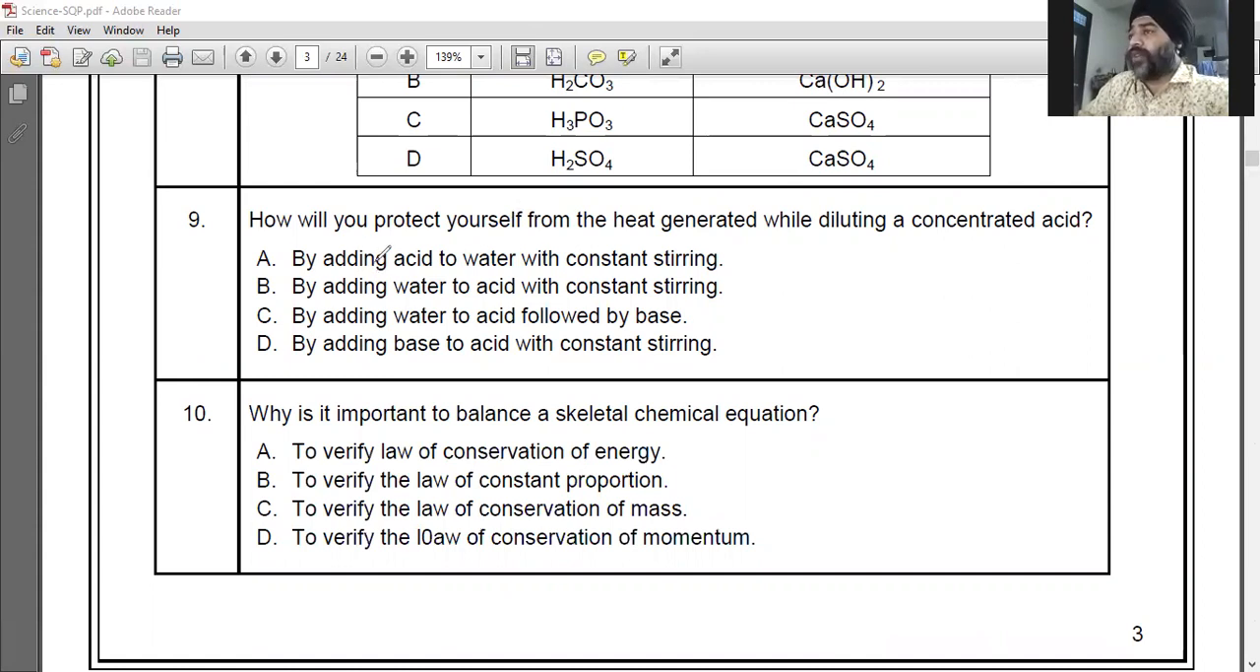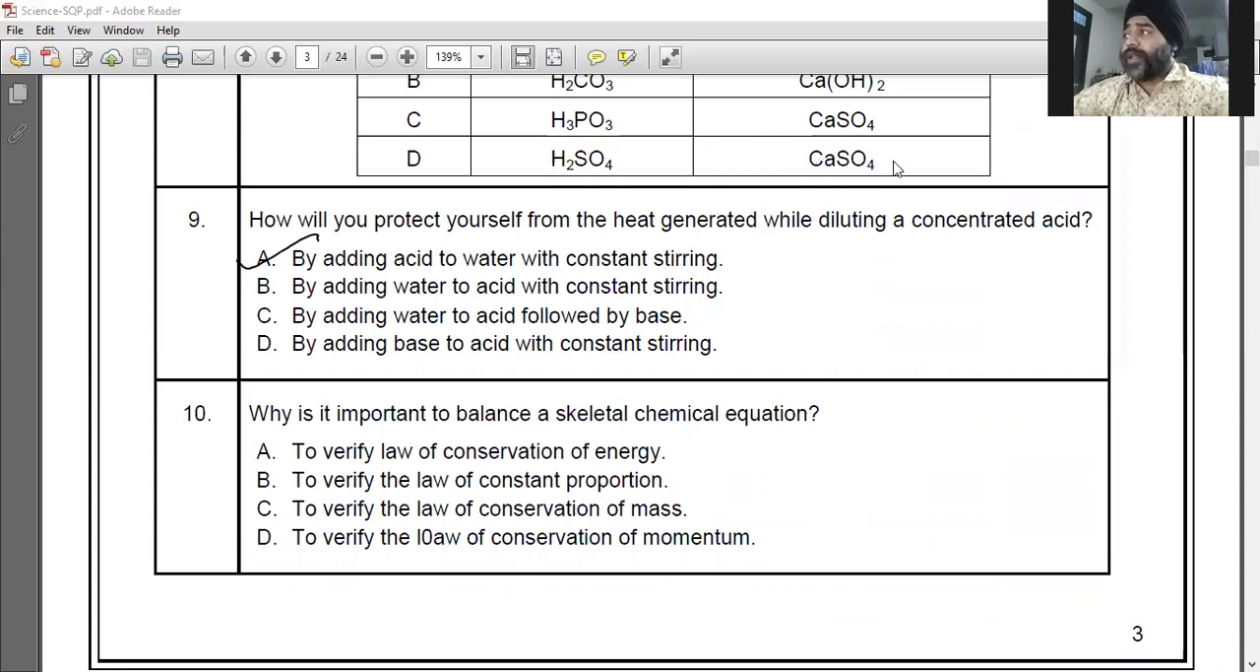So it's a very important question from the NCERT book, that what is the correct process: adding acid to water or adding water to acid. All of you know that if you add water to acid, it will splash out, or due to heating, the apparatus can break. So the correct method is to add acid to water with constant stirring. So the first option is correct.